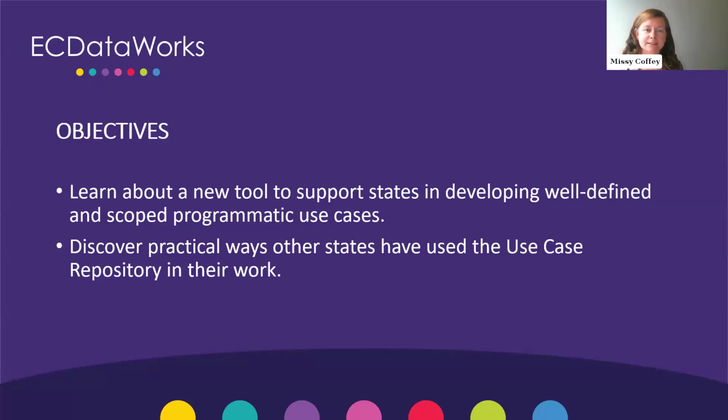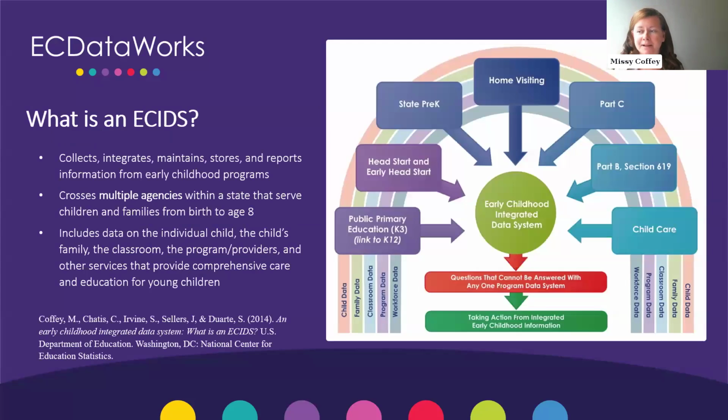So within the context of an ECIDS, we've all seen probably the rainbow. It's a very common tool to talk about what an ECIDS is. Today, our webinar is going to really focus on the bottom 2 boxes, the red and the green box, which are like, what are the questions and how do you take action? That's really where the heart of a programmatic use case is centered. So today, we're less about the integration of the data and more about how we are actually using the data to inform program policy decisions.